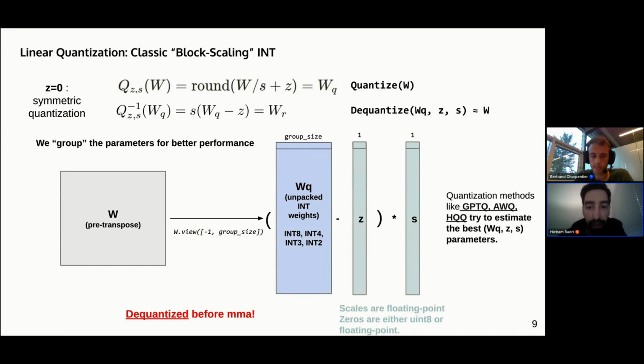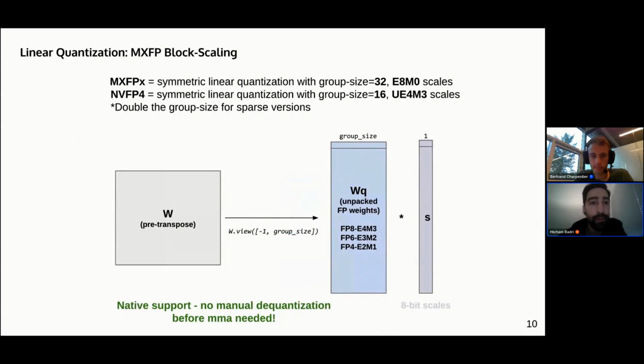Now the big difference in the MXFP format is that we actually have native support. The tensor core matrix multiplication takes in the actual quantized weights directly, and it's also taking in the scales. That's why it's native support, and why we can do FP4 by FP4 and get a huge speedup.